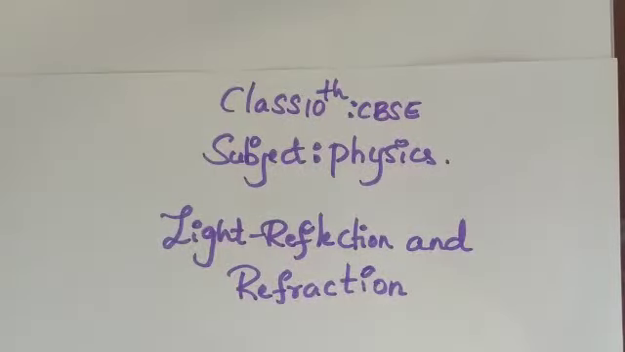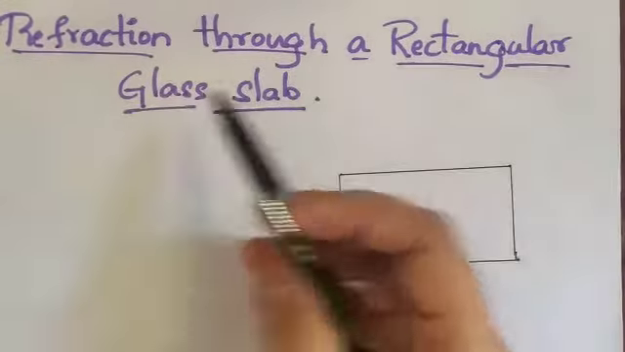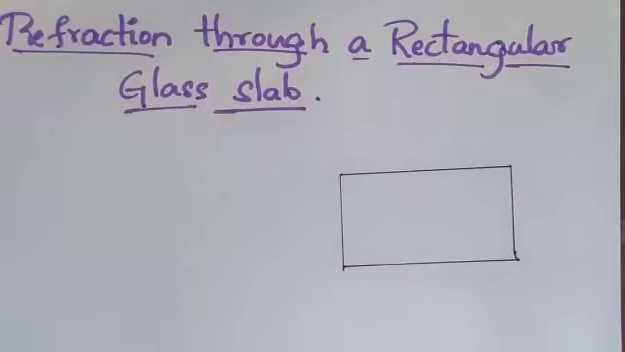Hello students. So in the previous class we have discussed refraction of light. Based on that, today we are going to continue with a further topic. The topic is refraction through a rectangular glass slab.